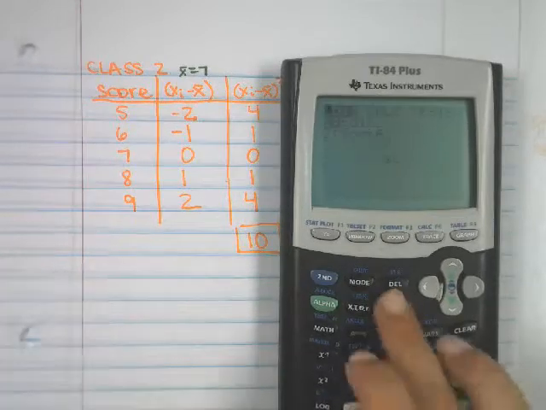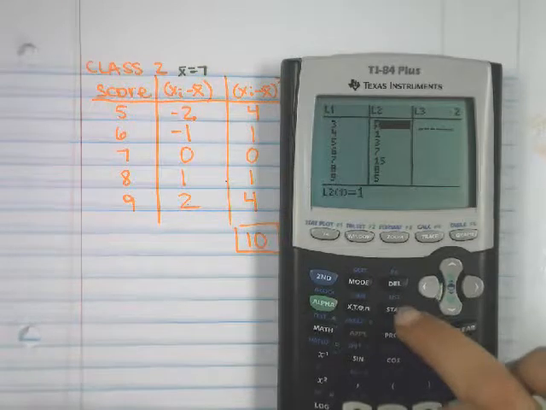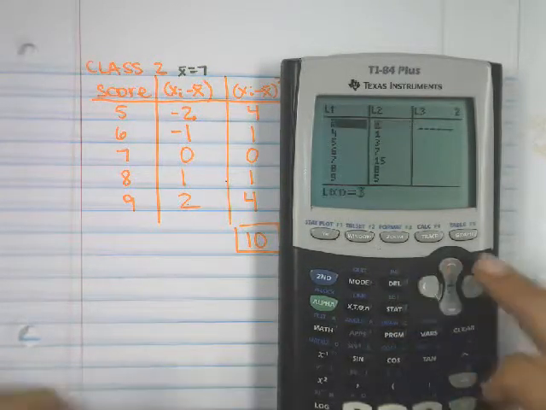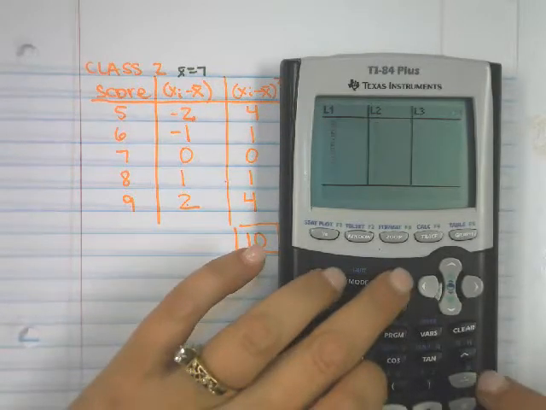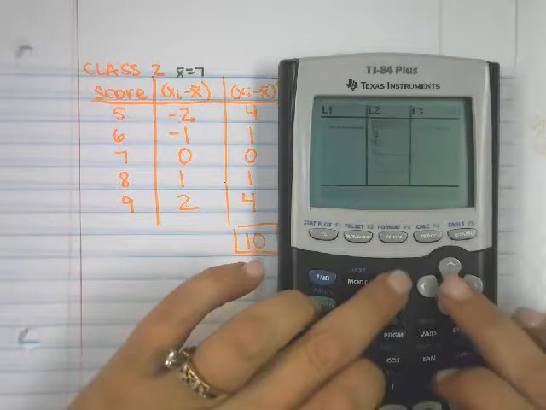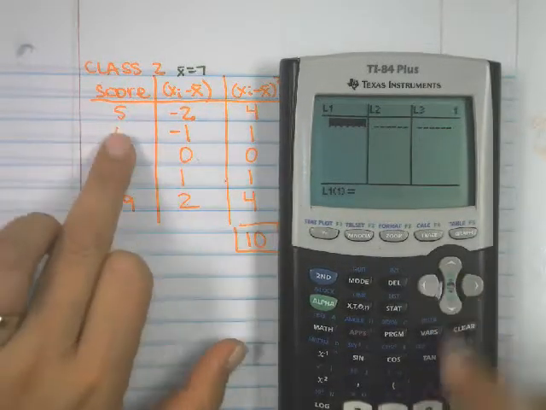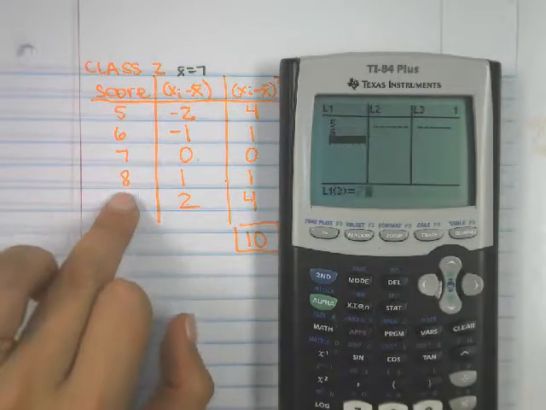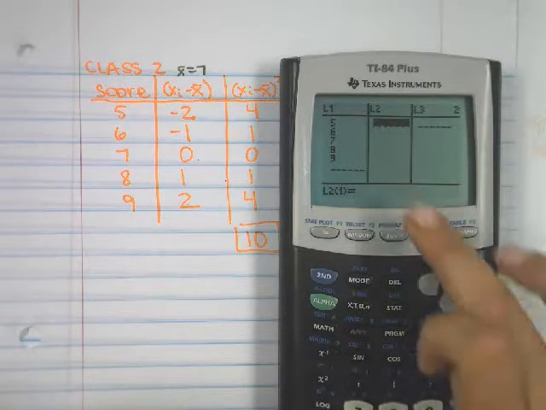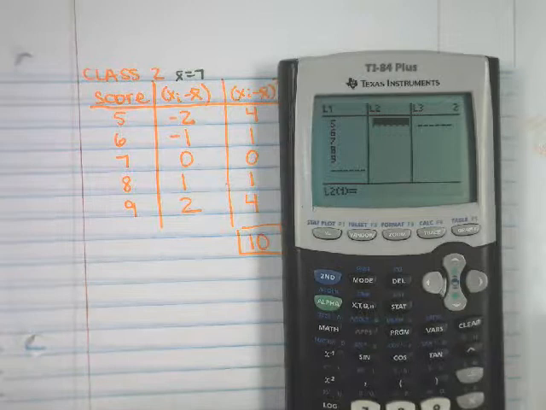So for class 2, this was our data. We're going to go to stat. We need to put that data in. Stat edit allows you to input your data. I have something else in here, so I'm going to delete it all out. Okay, now all my lists are clear. So for list 1: 5, 6, 7, 8, and 9. If you had a frequency, then that goes in the next column. But these are each only there one time.